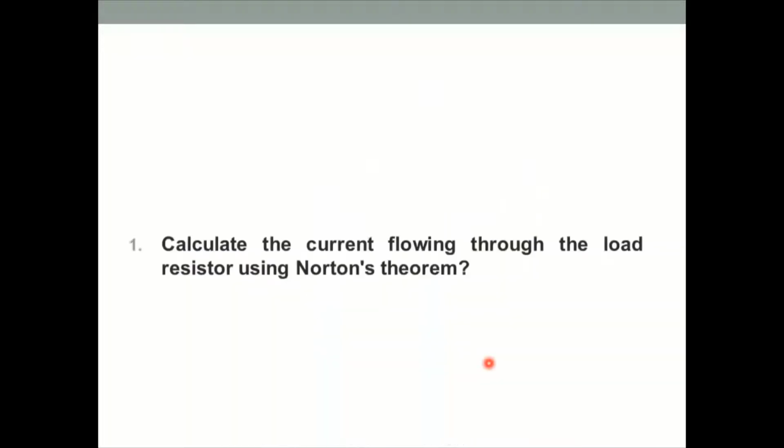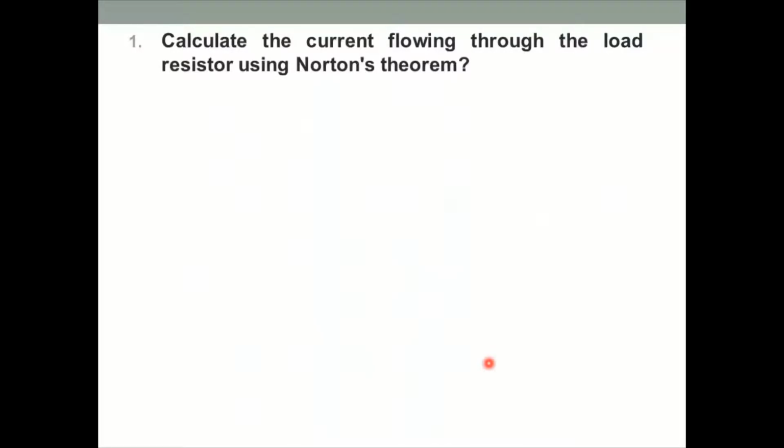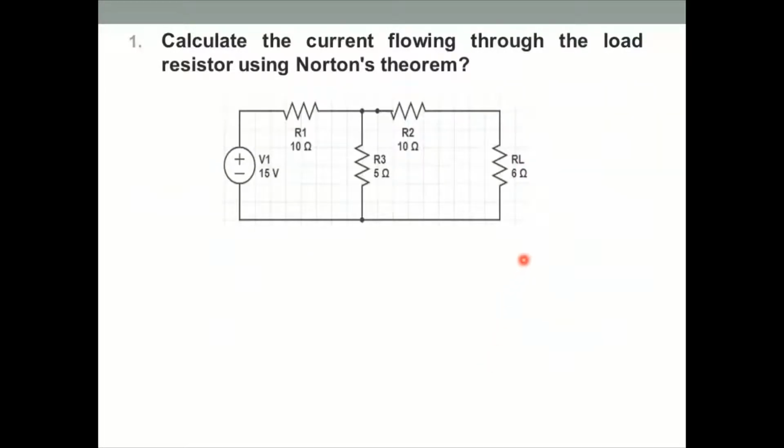This we are going to understand with the help of one basic problem. The problem is to calculate the current flowing through the load resistor using Norton's theorem. Here, if you observe this circuit, he has mentioned the 6 ohm resistor as RL. RL indicates the load resistor. If he does not mention the RL value, then the question may be asked like this: calculate the current flowing through the 6 ohm resistor.